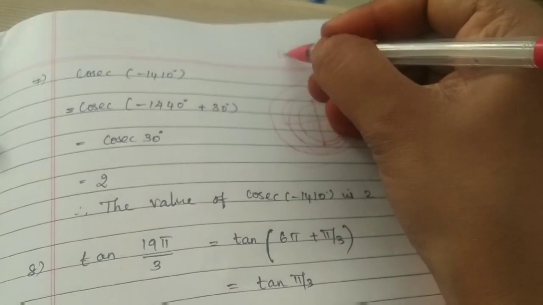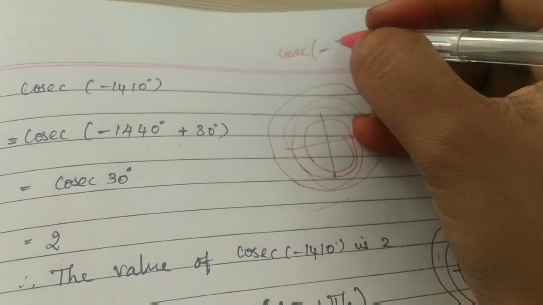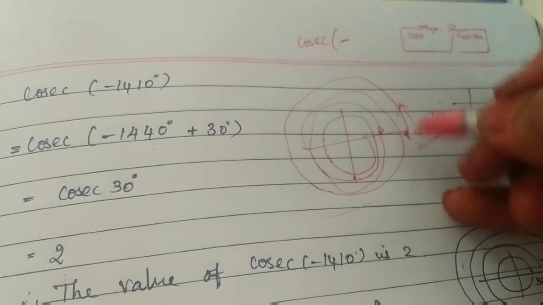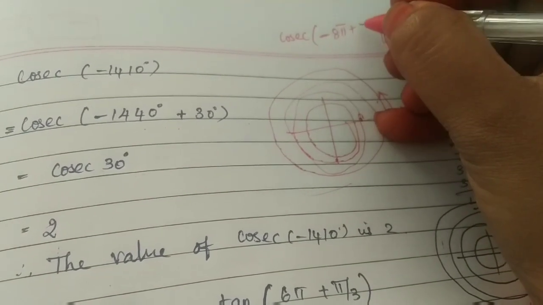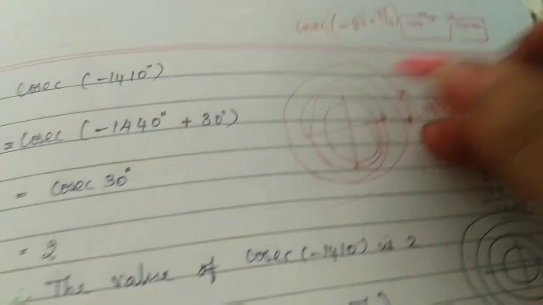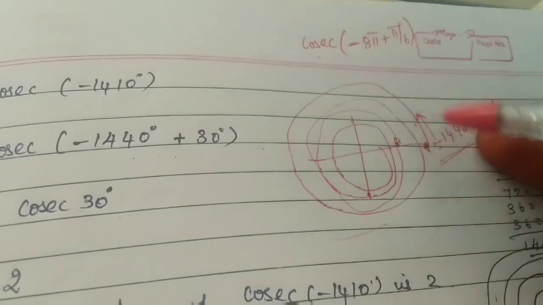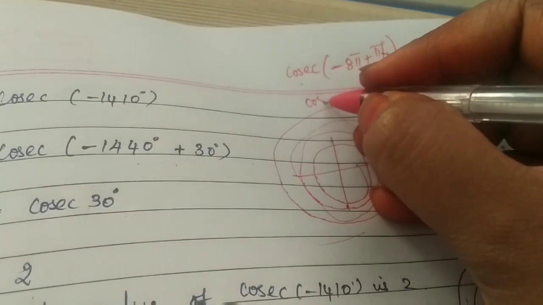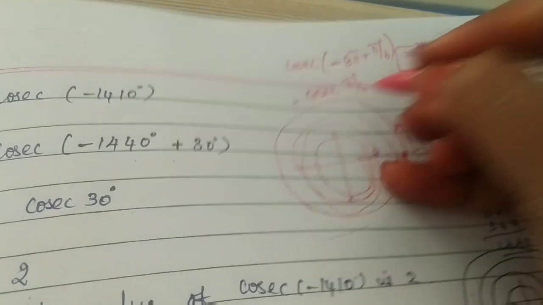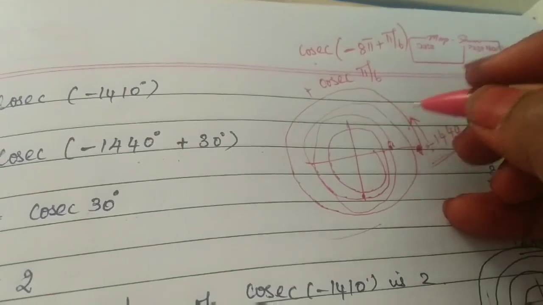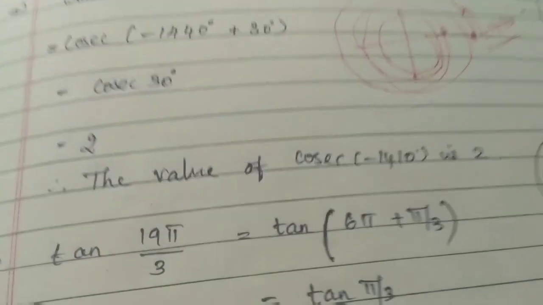Otherwise, we can write cosecant of minus how many pi, how many rotations? 4 rotations. 4 into 2 pi is nothing but 8 pi, plus 30 degree. 30 degree is nothing but pi by 6. When it is a multiple of pi, same ratio. Since it lies in first quadrant, same trigonometric ratio and it is positive, so you will be writing cosecant pi by 6. Wherever it lies, it will have the same value. So cosecant pi by 6 is nothing but 2.